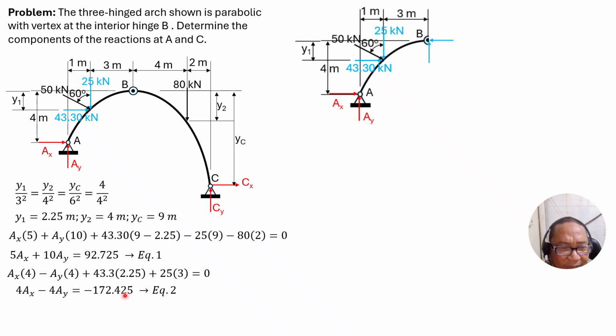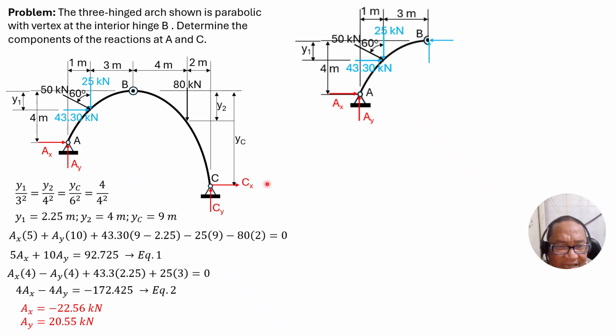Solving equations 1 and 2 simultaneously, we get Ax equals negative 22.56 kilonewtons. So that means it should be leftward. And Ay is equal to 20.55 kilonewtons. We then solve for Cx and Cy. Let's go back to the whole system, the free body diagram of the whole system. Summation of moments about A this time, considering counterclockwise positive.